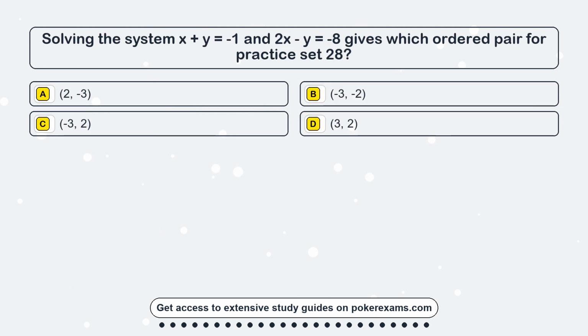Question 12. Solving the system x plus y equals -1 and 2x minus y equals -8 gives which ordered pair for practice set 28? Option A, (2, -3). Option B, (-3, -2). Option C, (-3, 2). Option D, (3, 2).